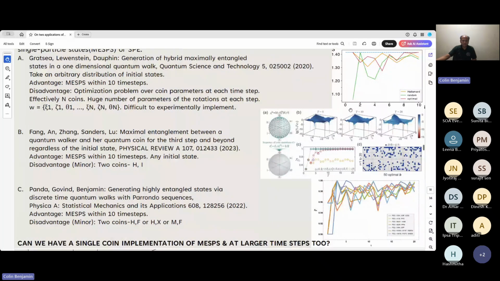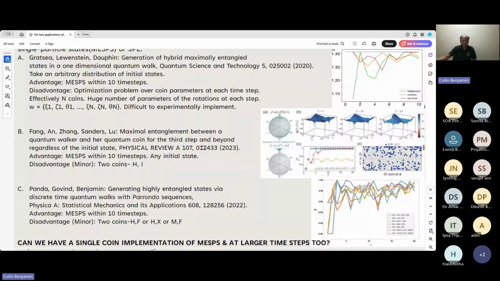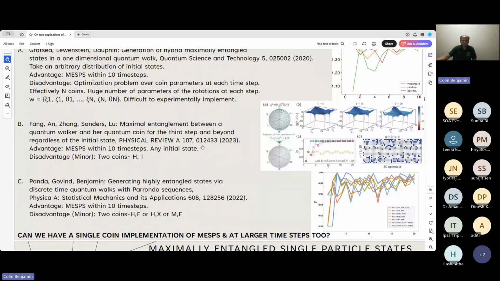Now, later on, these people came up with a better proposal, and they showed that for any initial state, they can generate maximally entangled single particle states between the coin and the position degrees of freedom. They showed maximally entangled states for the quantum walker from the third step and beyond, regardless of any generic initial state.